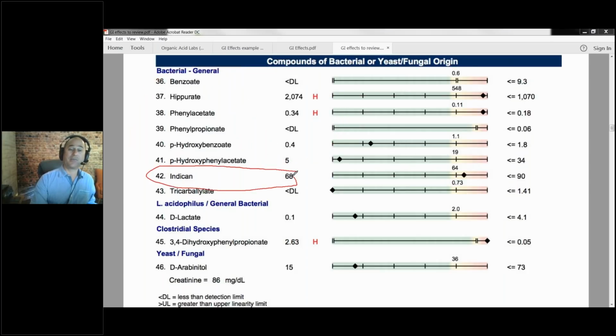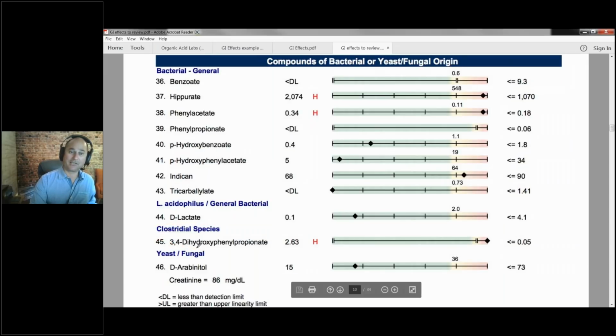Indican is a marker for protein digestion. It also implies that there's tryptophan-related problems. Tricarballate is a marker for magnesium-related issues. D-lactate is a marker for a neurotoxin. The Clostridium marker here is the marker for Clostridial overgrowth, but that's not C. difficile. There's like, I think, 600 plus species of Clostridia. This is just one of them, so this is not the bad one. And then the last marker down here is the yeast or fungal marker.